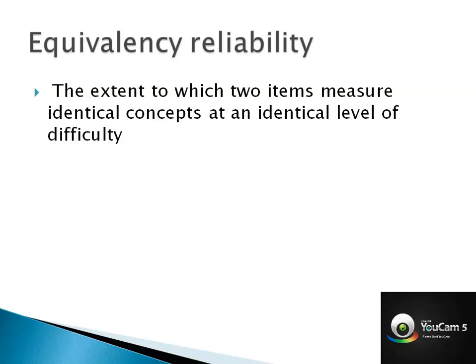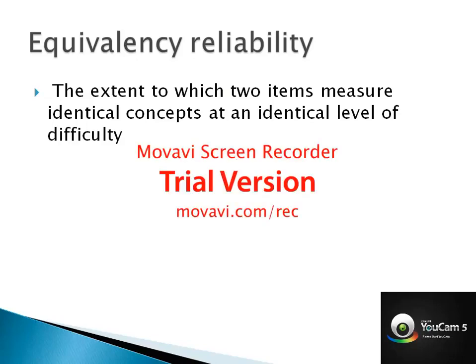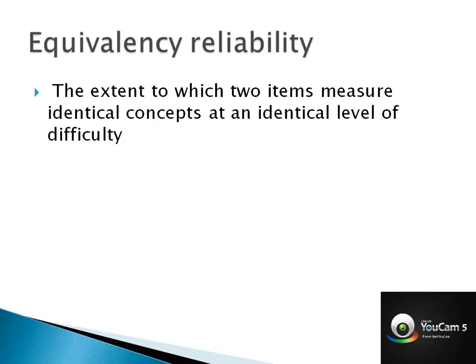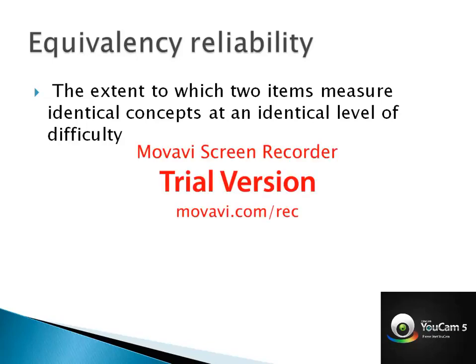What you should do, the same variable you have to measure with a rating scale also, and you will compare both checklist and rating scale and see whether these two bring out the same number of score, or both of them give the same, identical result. You will check. So two items measure identical concepts and identical level of difficulty.